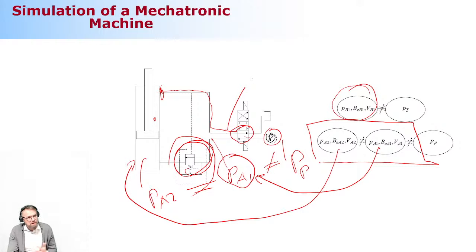Next, we're going to take a look at how we can describe these using this first order differential equation.